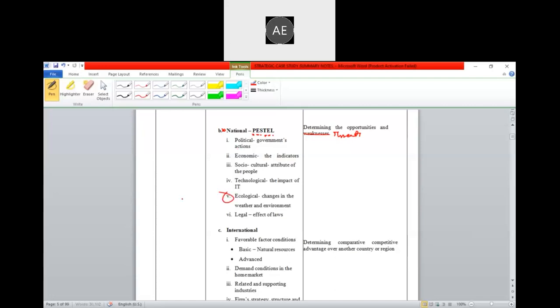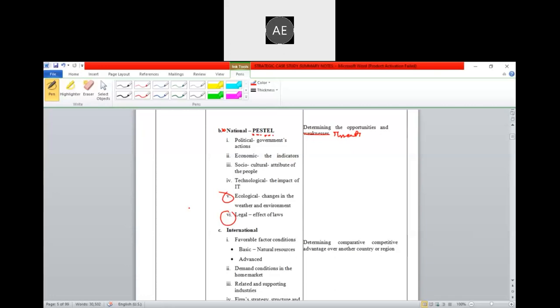This one, ecological factors. So the ecological factors generally deal with the environment, the factors in the environment, changes in the weather and the environment. And lastly, the legal factors. It's about the laws. So a change in laws may either help the organization achieve the objective or prevent the organization from achieving the objective.